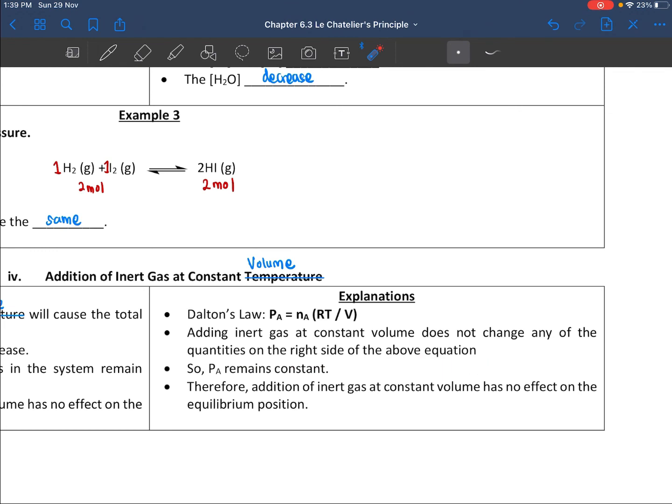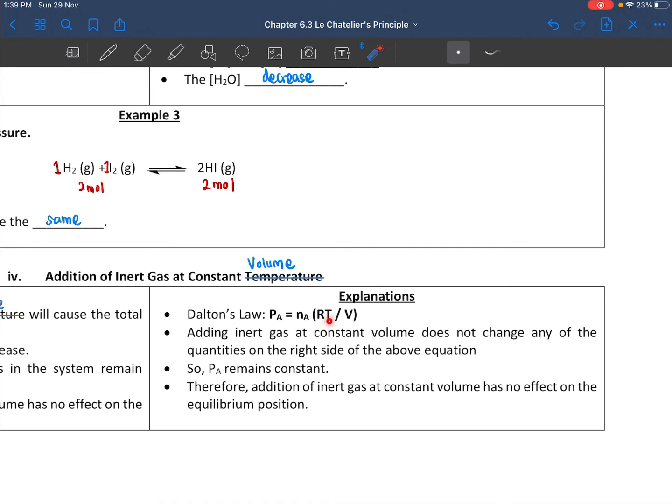So bila kita tambah inert gas at constant volume, value yang sebelah kanan ni, which is number of mole, R, T dan V ni tidak berubah, dia kata. That's why partial pressure of A ni tak berubah. Okay, so kita check. Number of mole of A berubah ke? Taklah, sebab bukan kita tambah gas A, kita tambah helium gas, which is lain daripada A. And then R is a constant, gas constant, so memang sentiasa sama. T pula adalah temperature. Eksperimen ni memang carry out at the same temperature.